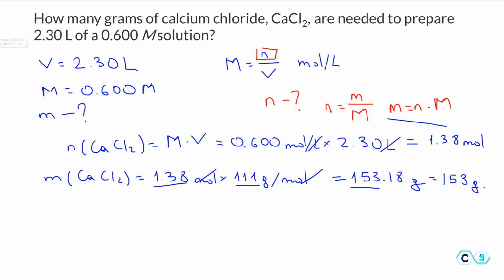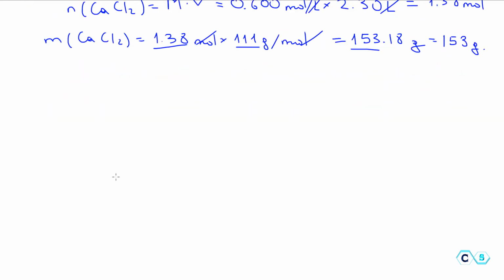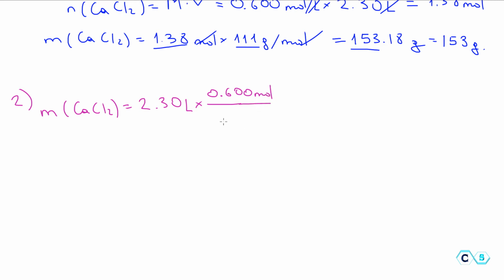Now, we can classify this as method 1, and then we can also use the second method, which is more of a dimensional analysis type of calculation. So what it means is that in order to find the mass of calcium chloride, we're going to start from the volume of the solution, which was 2.3 liters. So if I put 2.3 liters, I multiply it by this conversion factor, I know that there is 0.6 moles of calcium chloride in 1 liter, so I can cancel the liters here.